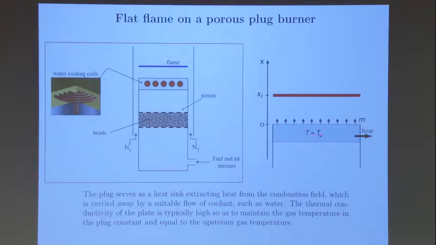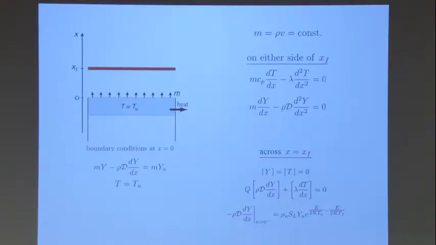But the plug also serves another function: it prevents the products from diffusing backward into the incoming mixture, so the plug allows the flow to go only in one direction. Okay, so now we want to set up what the difference is in this problem compared to what we have done before. It's primarily in the boundary condition.